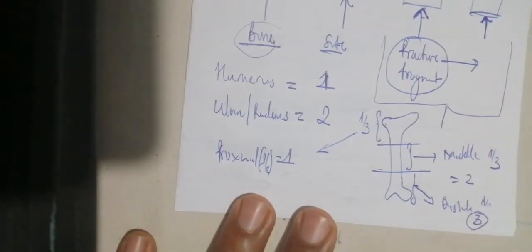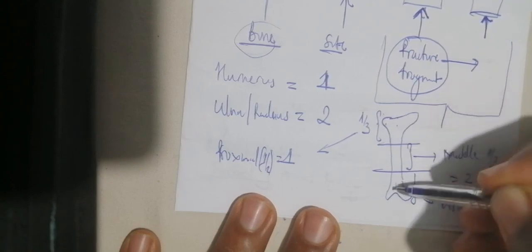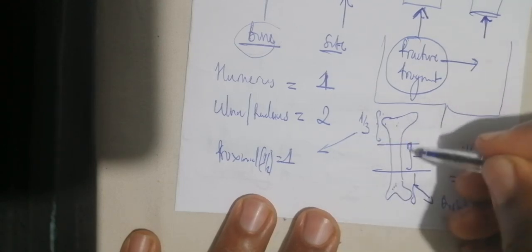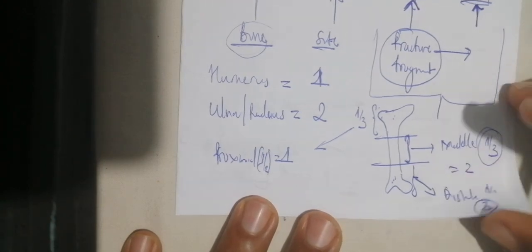Is it clear? Now generally you need to know that these two parts here are the epiphysis and the metaphysis, while the middle part is called the diaphysis. So when they say a fracture of the diaphysis, you have to understand that it already involves the middle 1/3. Are you understanding? So those are the different elements.